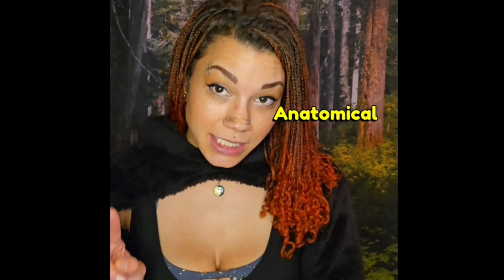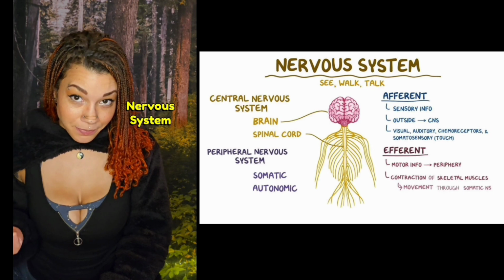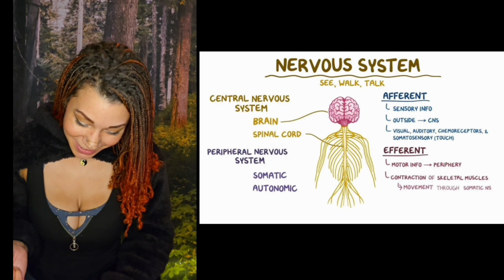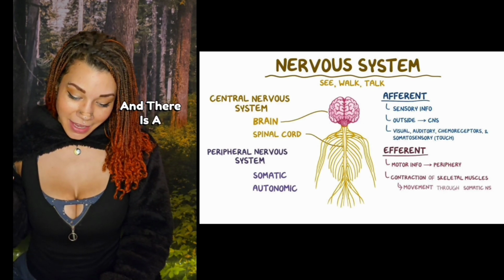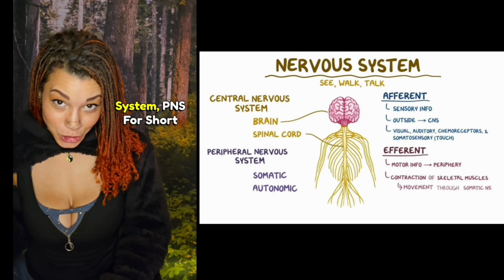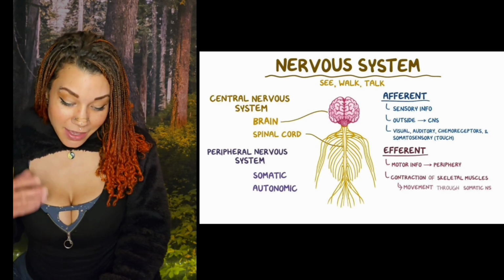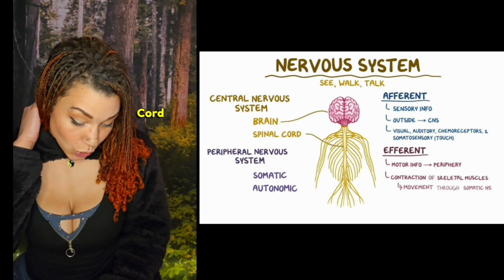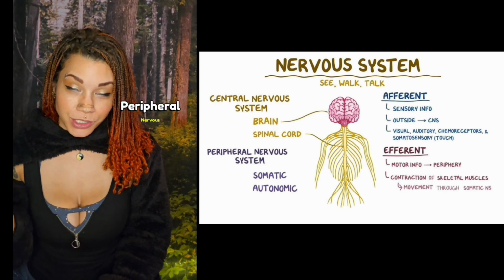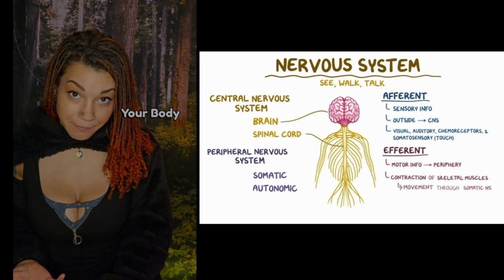There are 2 anatomical parts of the nervous system. There's a central nervous system, or CNS for short, and there is a peripheral nervous system, PNS for short. The central nervous system, CNS, it's your brain, your spinal cord, and then your PNS, peripheral nervous system, are the nerves that run through your body.